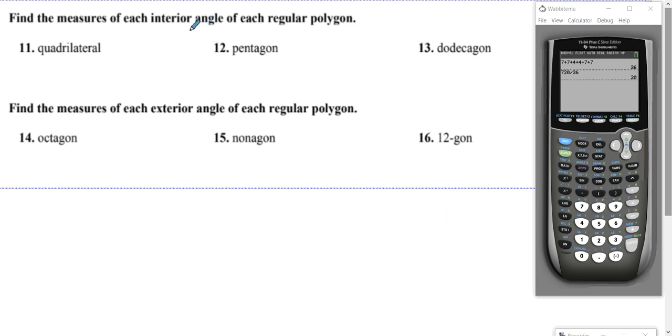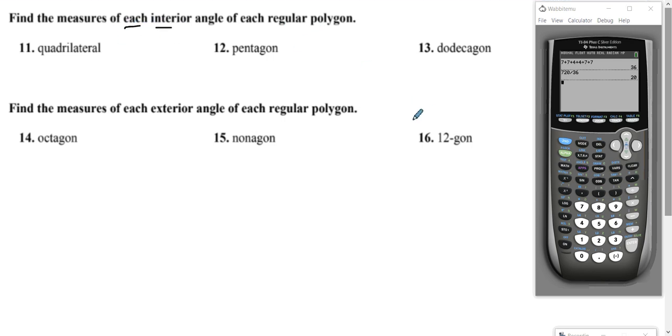Find the measures of each interior angle of each regular polygon. So each interior, so not the sum this time. We're looking at each one, okay? Each interior angle. Okay, so a quadrilateral, now if it's a regular polygon, that means all the angles are the same.